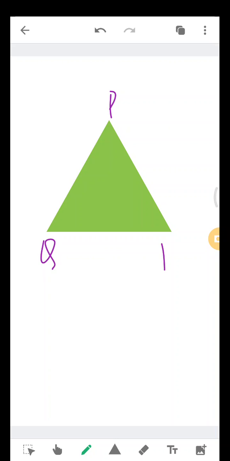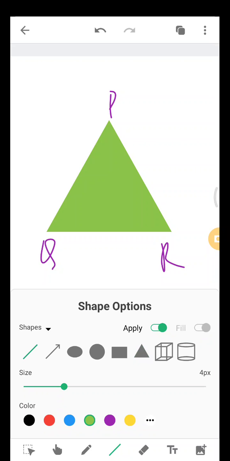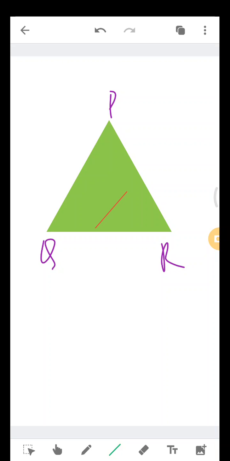Now if I take another triangle, say a triangle PQR this way, I can draw a line parallel to any side of this triangle. I can draw a line this way parallel to PQ, or I can draw a line this way parallel to PR, or I can draw a line in this way parallel to QR. So however you draw the line, it divides the other two sides in the same ratio.